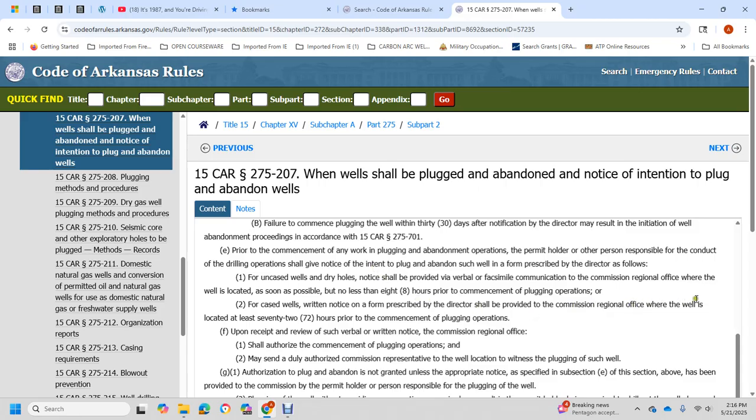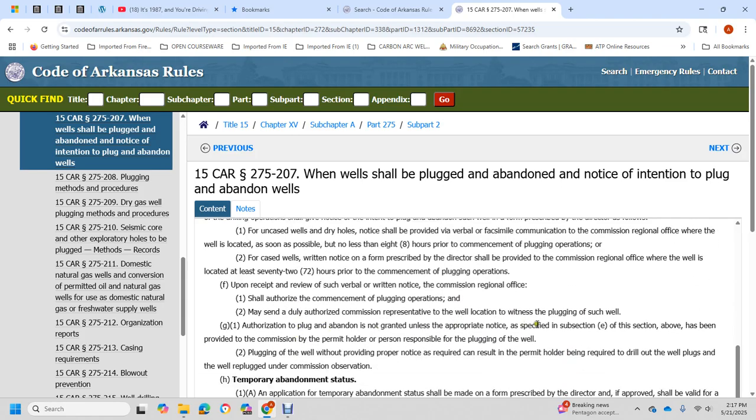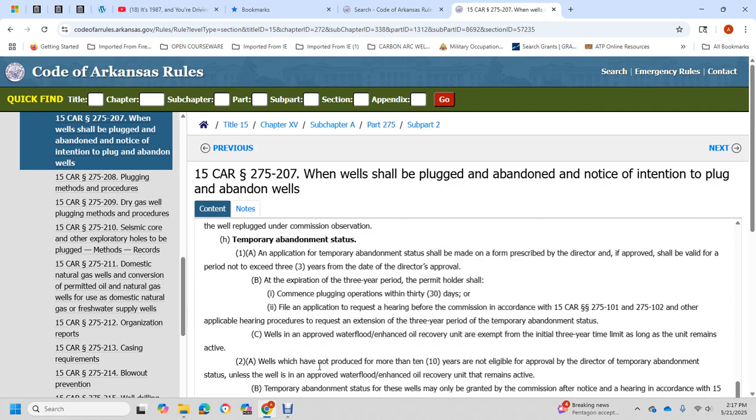notice shall be provided to the commission regional office where the well is located within 72 hours prior to the commencement of the plugging operation. Upon receipt of such verbal and written notice, the commission regional office authorized to commence the plugging operation may send a duly authorized commission representative to the well location to witness the plugging of such well. Authorization to plug the well will be granted unless the appropriate notice specified in subsection E of this section above has been provided to the commission. A permit holder responsible for plugging the well without providing the notice required can result in the permit holder being required to drill out the well plugged in the commission's absence.